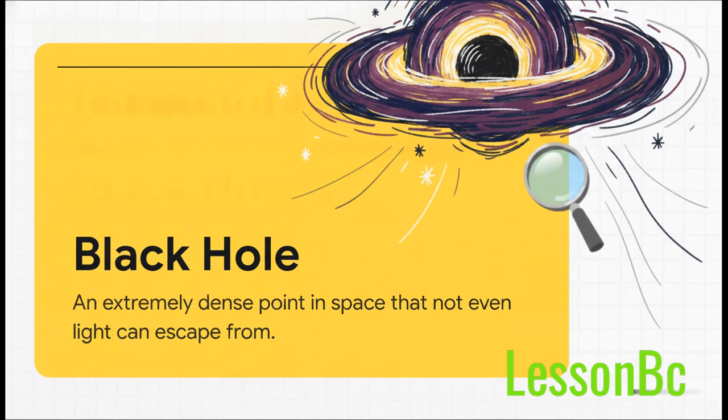To really wrap your head around that level of density, think about this. For our sun to become a black hole, its entire mass would have to be crushed down into a sphere just 3 kilometers across. That's roughly the size of a small neighborhood. And these aren't just theoretical. Astronomers actually captured the first direct image of a supermassive black hole, named M87 star, back in 2019.